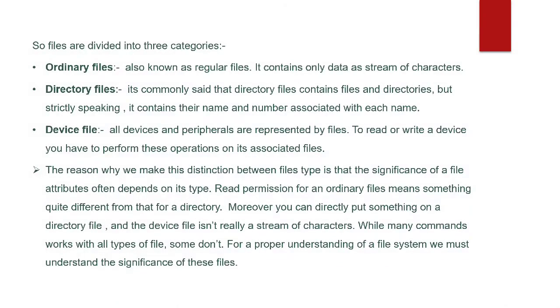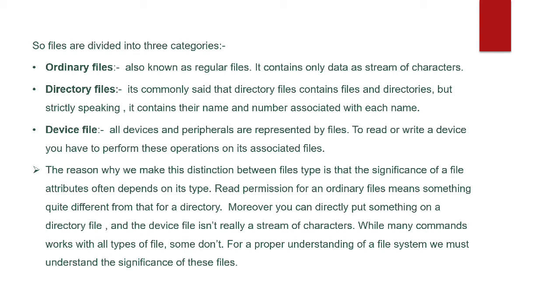So, basically, files are divided into three categories. Ordinary file, also known as regular file, contains only data as a stream of characters. Directory file. It's commonly said that a directory contains files and other directories, but strictly speaking, it contains their names and a number associated with each name. Device file. All devices and peripherals are represented by files. To read or write a device, you have to perform these operations on its associated file.